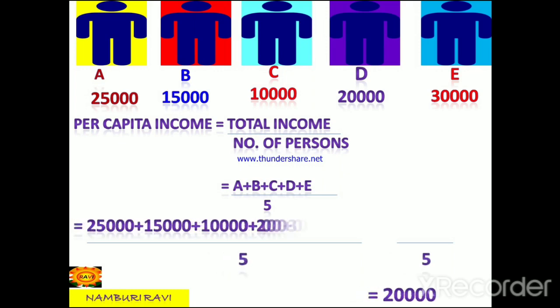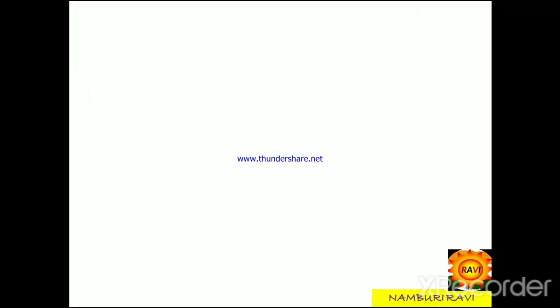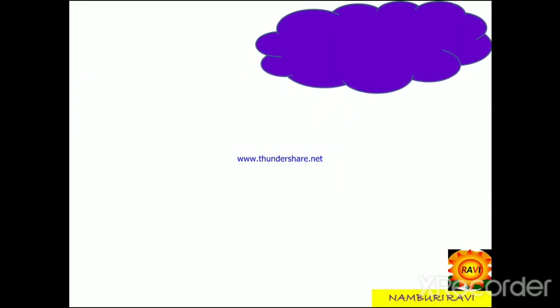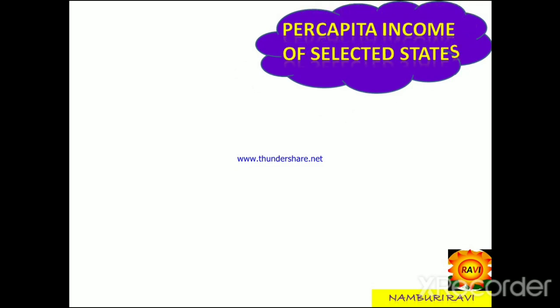Thus we add 25,000, the income of person A, 15,000, the income of person B, 10,000, the income of person C, 20,000, the income of person D, and 30,000, the income of person E. And there are a total of 5 members. So if we take the total, we get 1 lakh rupees, and if we divide this 1 lakh rupees among the 5 members, each person will get 20,000. This 20,000 we call the per capita income, which means per individual income.